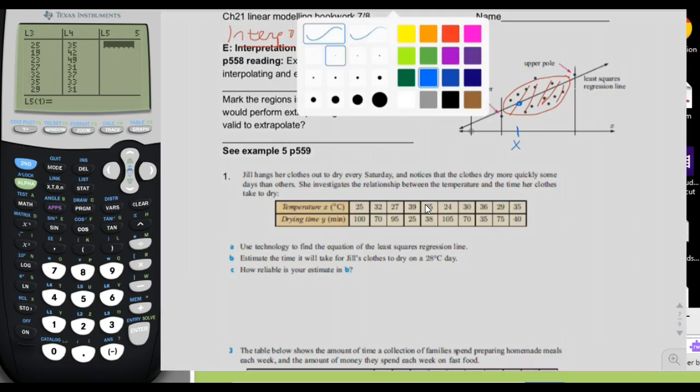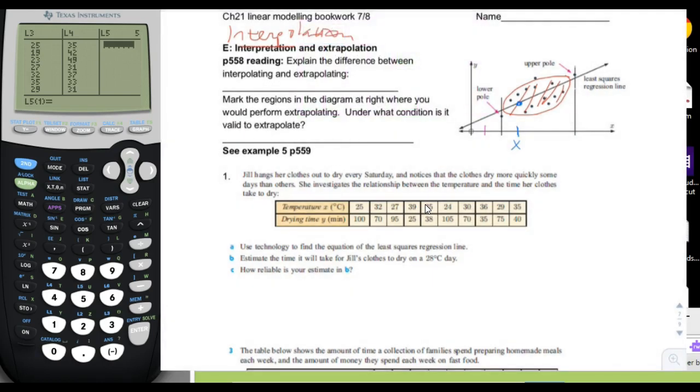Now, what is extrapolating? Extrapolating is when you want to figure out what the data point would be at this x value. This x value is outside of your cloud of points. And so you would guess it might be here. You don't really have as good of an idea because you don't have any of your own data points there. Okay? So the data point that's most to the left is the lower pole, and the most to the right is called the upper pole.